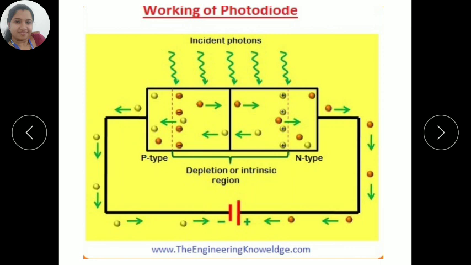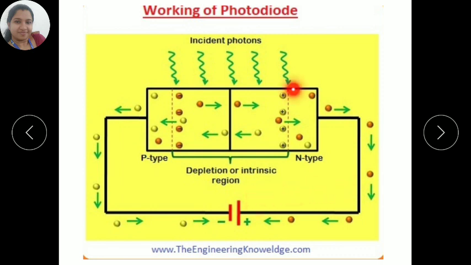So this working can be explained through this diagram. A p-type material is there, n-type material is there. It is connected under reverse bias condition. P is connected to negative, n is connected to positive. In P, majority carriers are holes and in N, majority carriers are electrons. So when P is connected to negative, all the holes move towards this negative side and all the electrons from N region move towards the positive side.